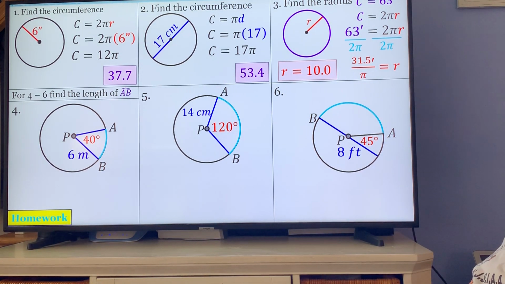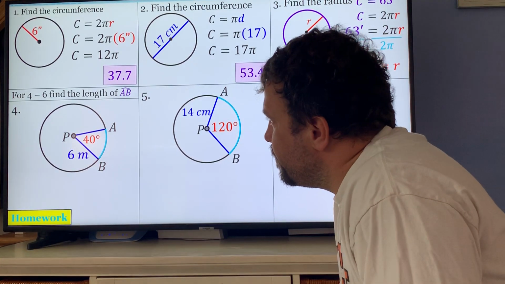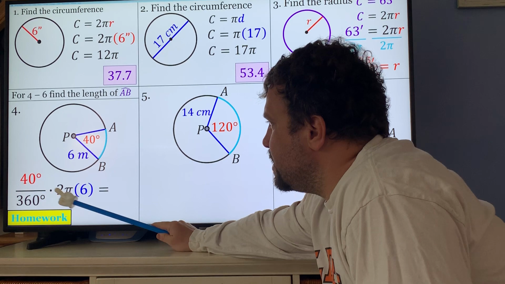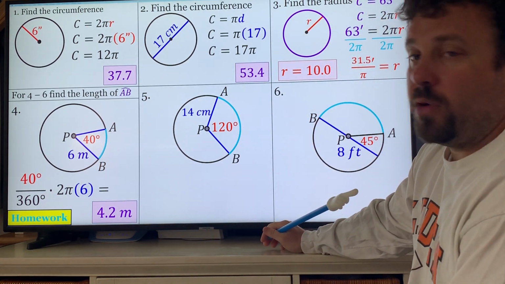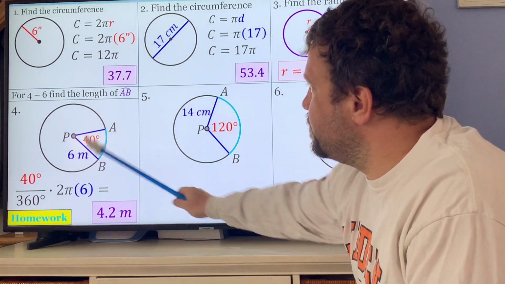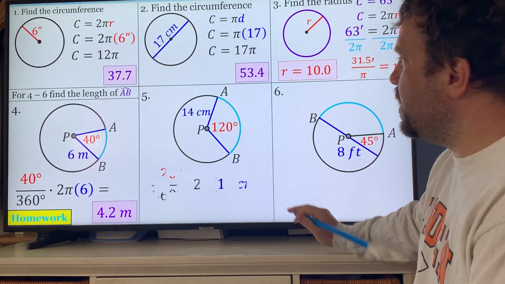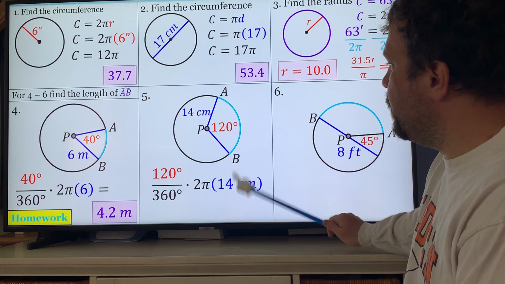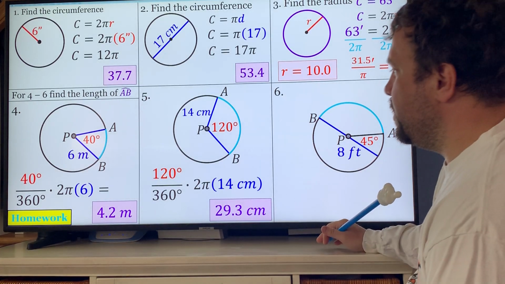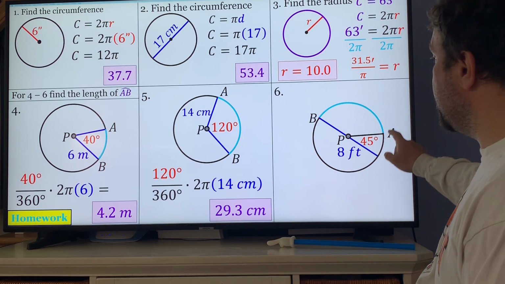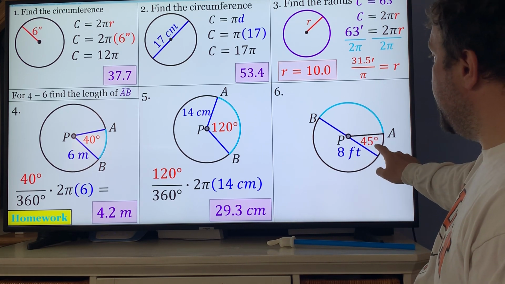Find the arc lengths. Here comes the fun stuff. So the first one, arc length here. AB. 40 divided by 360 times 2 pi 6, 4.2 meters. Right here. What number? Good. 120 divided by 360, 2 pi 14, 29.3.